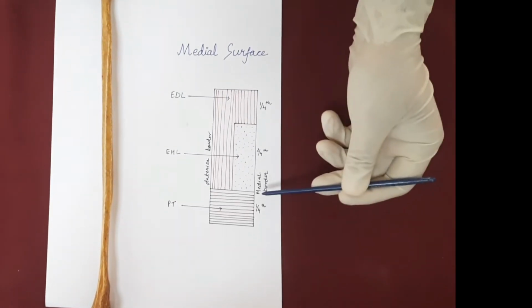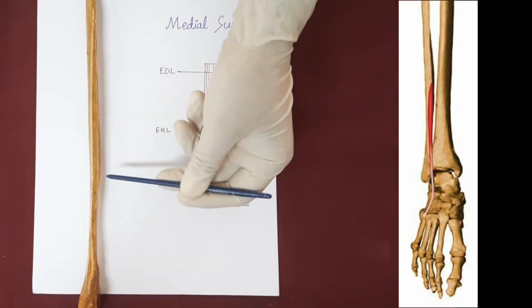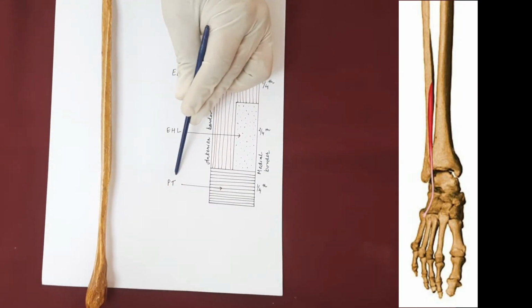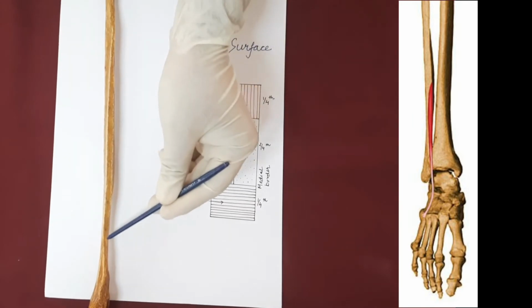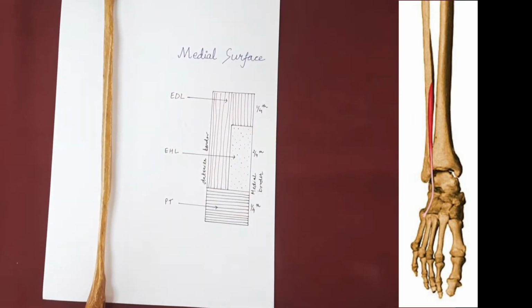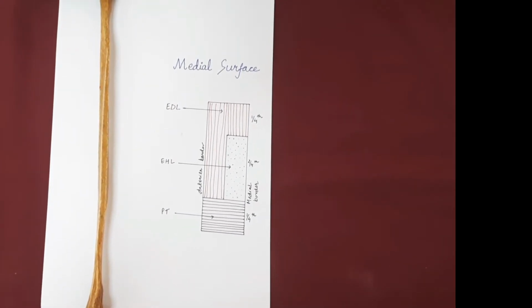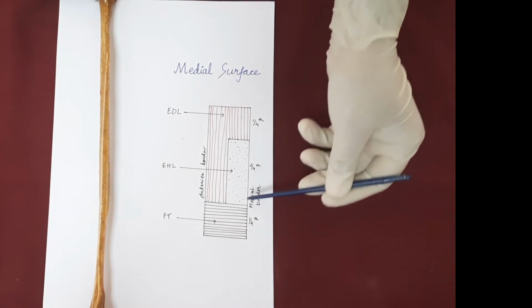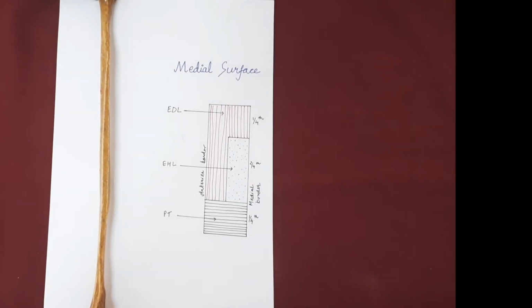Now the last one, in the lower 1/4 part there will be attachment of the peroneus tertius muscle. So remember guys, the medial surface we have divided into three parts: upper 1/4, middle 2/4 and lower 1/4.